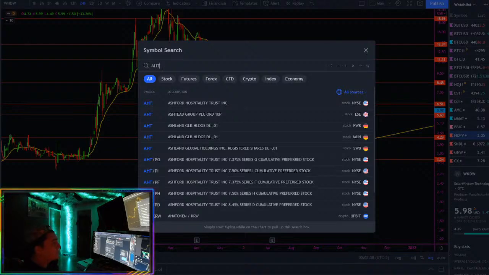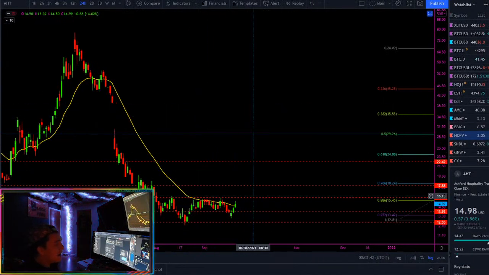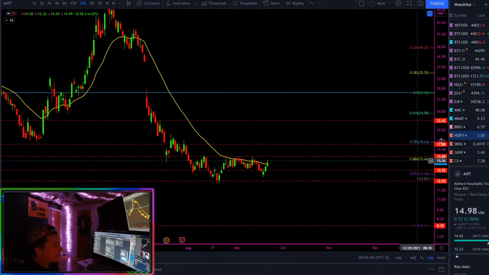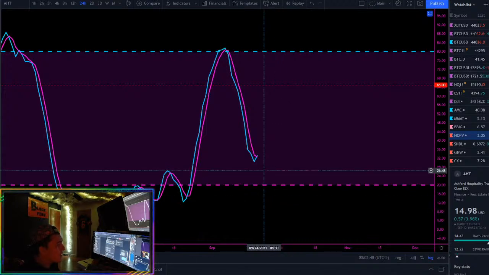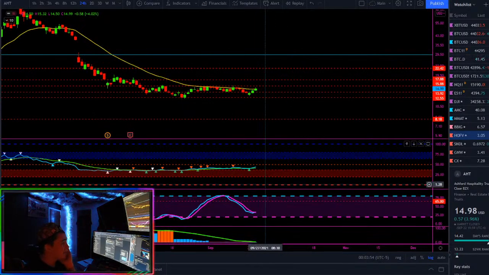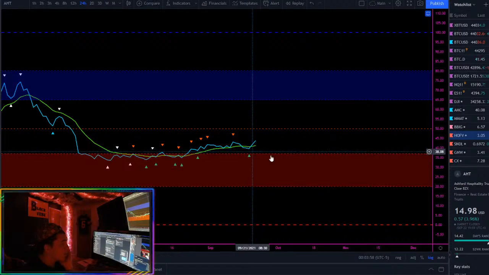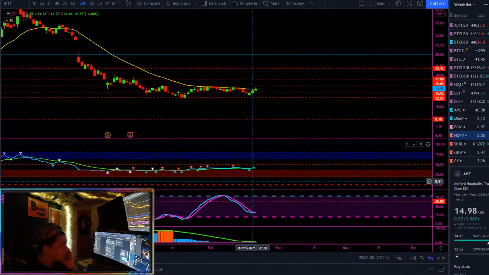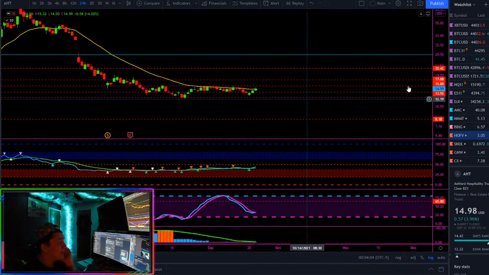AHT, Ashford Hospitality. Okay, all right. So we have something in formation here. We have a little bit to talk about. We do see a fresh cross on the bullish control or bearish control zone, back above the exponential on stochastics. We do see rising momentum on RSI here with another low confirmed, a higher low at that. Maybe we start seeing some actual momentum expansion here for this one.